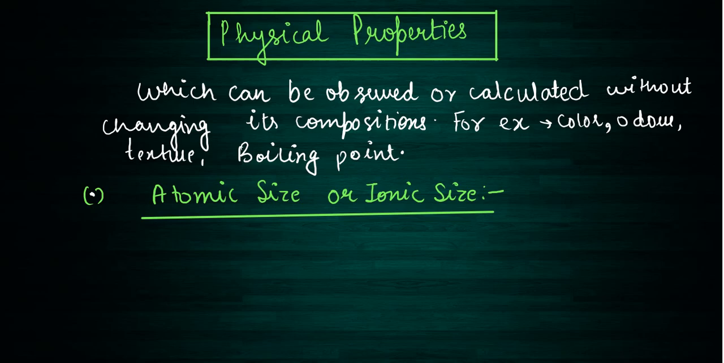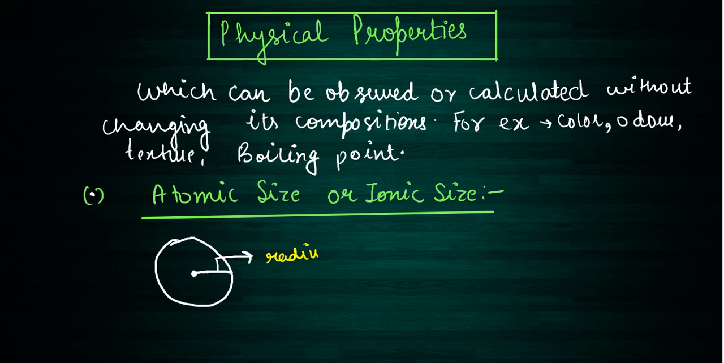Now, what are atomic size or ionic size? Let us take an example to make you understand. This is an atom, it is its nucleus, and it is the last boundary. So the distance from the nucleus to the last boundary is known as its radius.